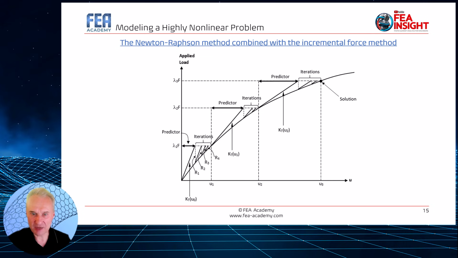So the loading is applied gradually in increments, and equilibrium iterations at each load increment are performed to drive the incremental solution to equilibrium and satisfy the global equilibrium equation of the nonlinear system. It is illustrated here. You see you have the iterations inside these load increments. After that you have those iterations inside this load increment, and so on until you reach convergence for 100% of the load.